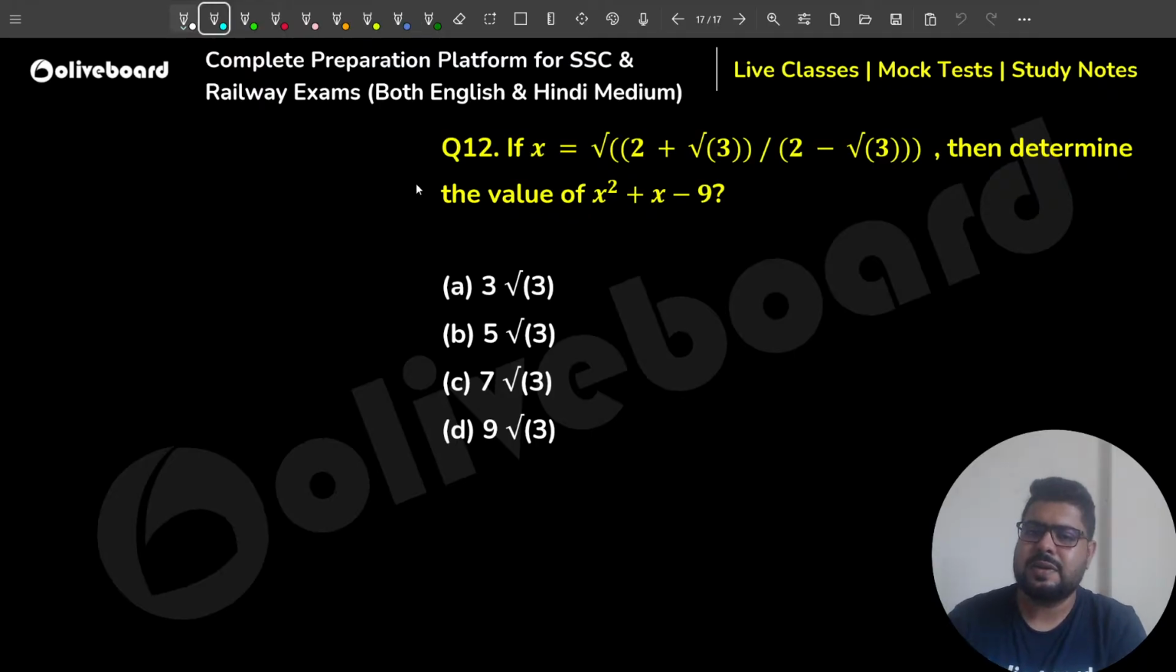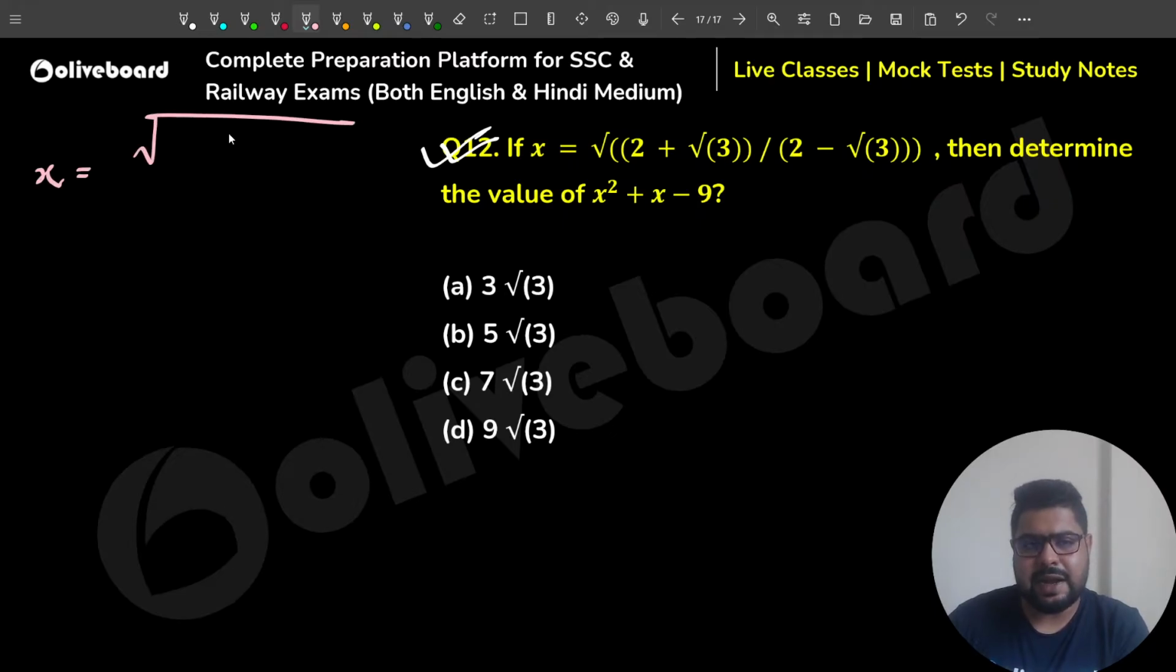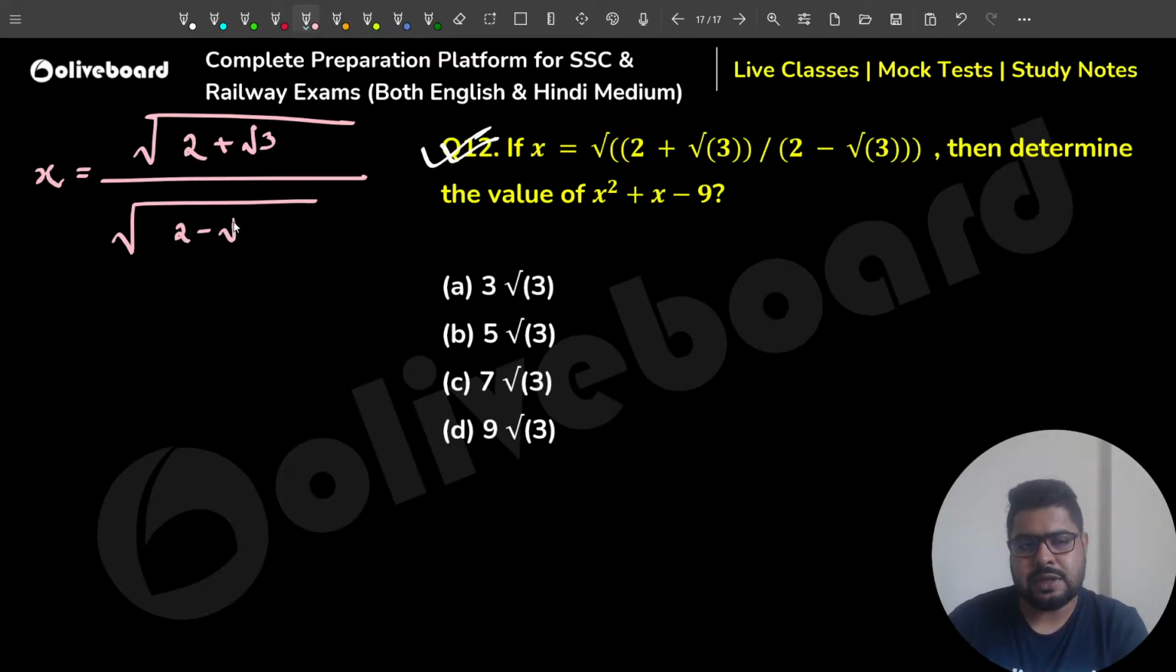Let's do one more. Again, CGL last year. So they have given this, written like root. Let me write it properly: x equals root over of 2 plus root 3, divided by root over of 2 minus root 3. My typist has made a mess of this expression. So root is for everything, and they are asking something.